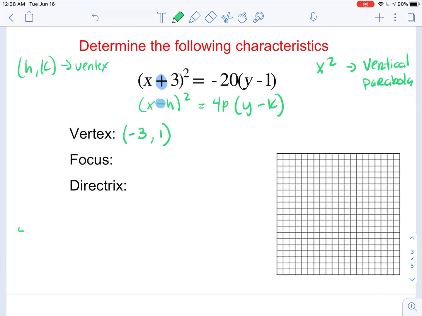Okay, next we have to find our p value. So 4p is going to be equal to this minus 20. When I divide by 4 on both sides, I get p is equal to minus 5, meaning that we are going to go in a negative direction 5 units from the vertex to the focus. So let's graph it. So we have our x and y axis here. Okay, my vertex is 1, 2, 3.